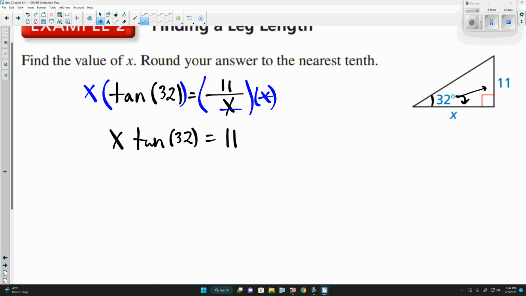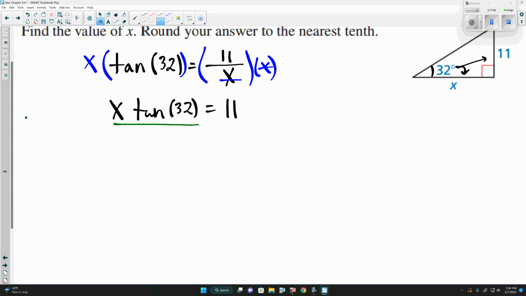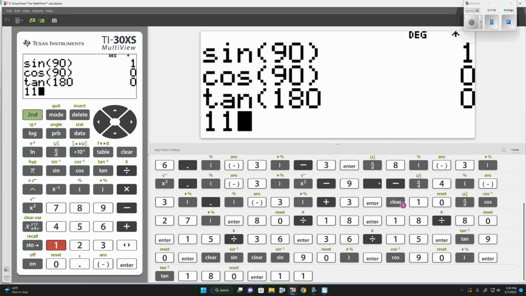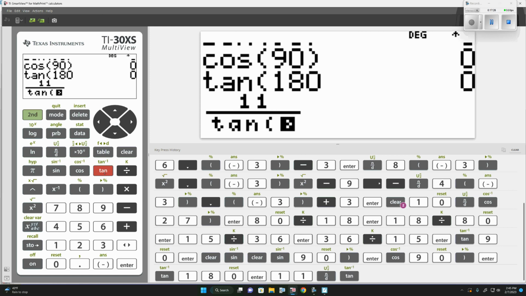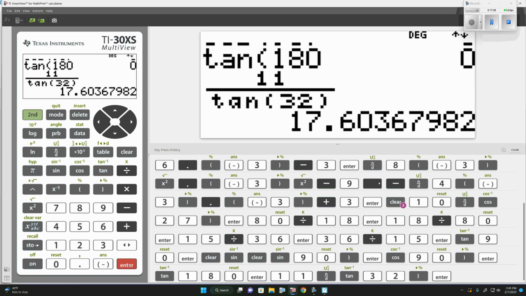At this point, we can check to make sure and see, is the variable by itself? Unfortunately, it's not. So that means we'll have to divide both sides by tangent of 32 degrees. And here, these will cancel. And again, at this point, we can plug this into a calculator. 11 over tangent of 32 degrees is 17.6.